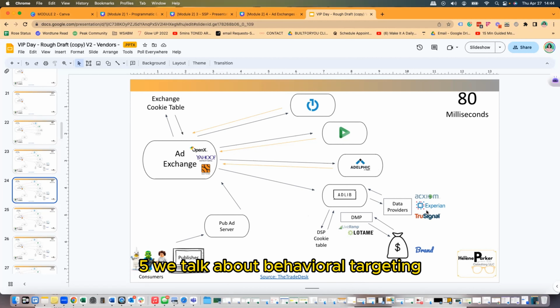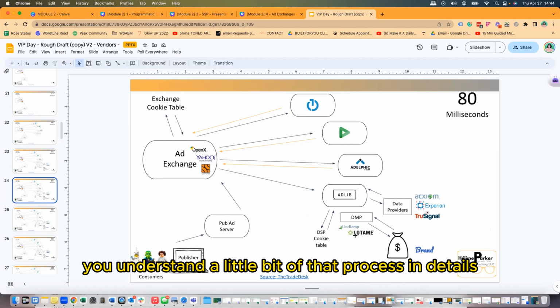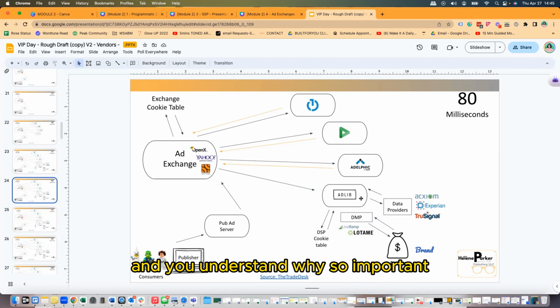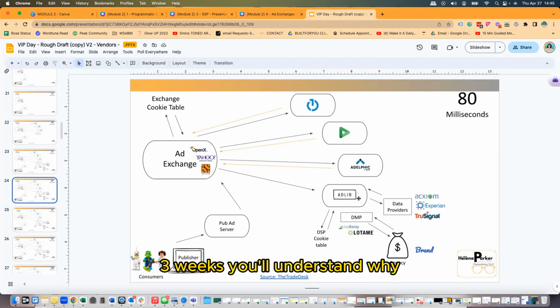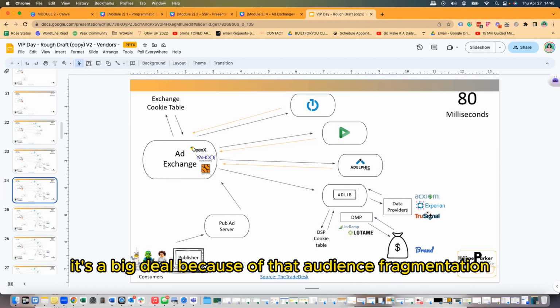In 5, we talk about behavioral targeting. So you'll understand a little bit of that process in detail, and you'll understand why it's so important. But when we get to optimizing together, maybe in 2-3 weeks, you'll understand why I put a lot of emphasis on data segment optimization. I have a video on YouTube for free. There's also training in the course. It's a big deal because of that audience fragmentation.